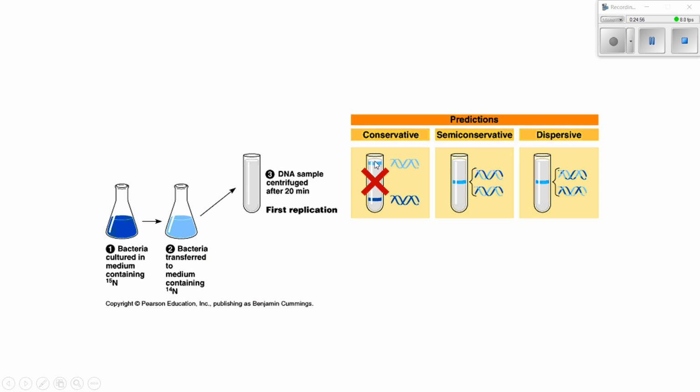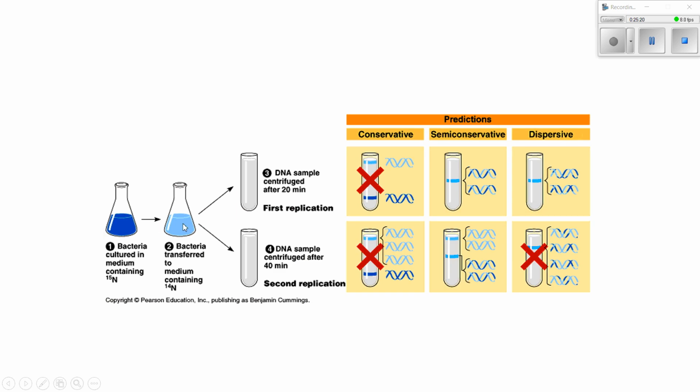They did not get a light band, they did not get a heavy band, they got an intermediate band. That result is consistent with both the semi-conservative model and the dispersive model. It is not consistent with the conservative model. The conservative model would have predicted a light band and a heavy band.